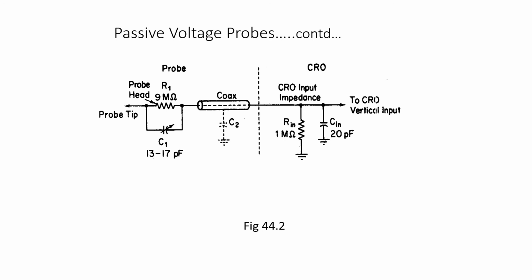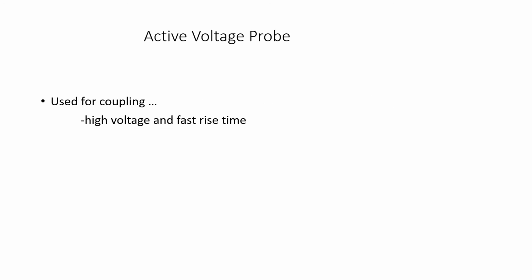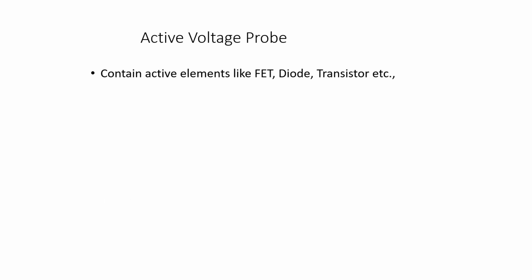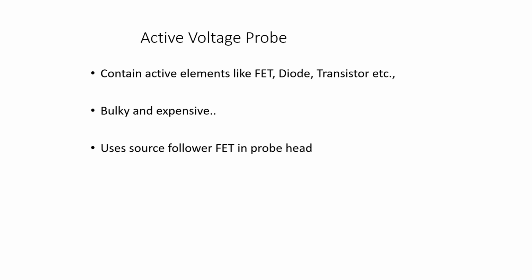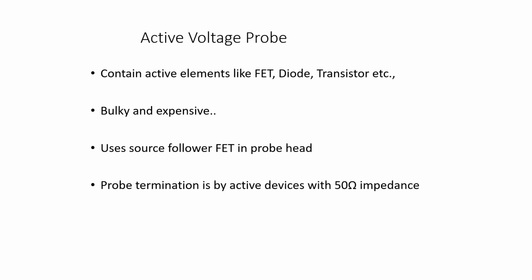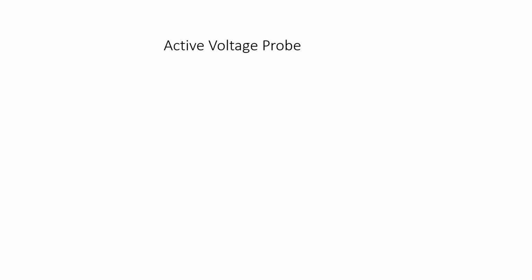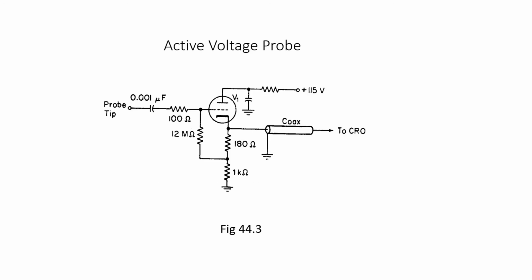This is a simple one: the probe tip, the probe head, the coaxial cable, CRO. Next is the active high voltage probe, used for coupling high voltage and fast rise time signals, which has high input impedance and less attenuation. This is the active voltage probe. It contains elements like FET, diode and transistor. It is bulky and expensive. It uses a source follower FET in the probe head. Probe termination is by active devices with 50 ohm impedance. So this is an active voltage probe.